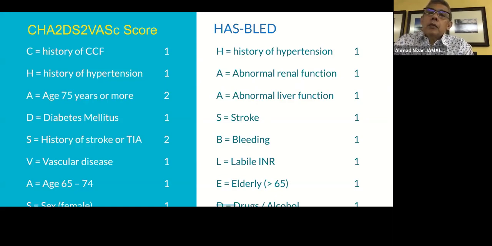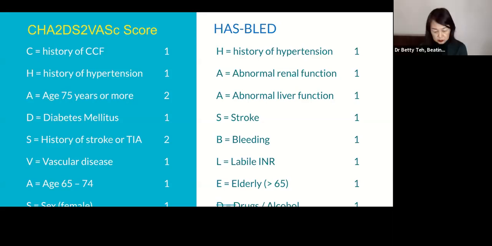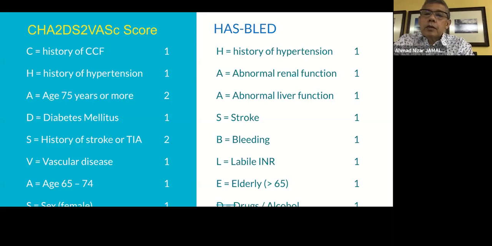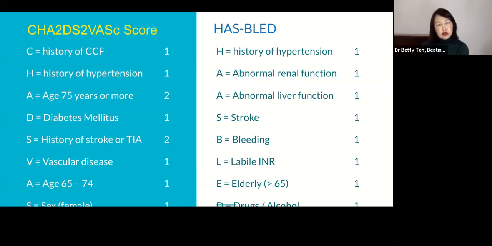The first is anyone above the age of 75 has an increased risk for thromboembolism. The score is 2. But if they are between 65 to 74, their score is 1. If they have diabetes mellitus, the score is 1. If they have a previous history of stroke or TIA, the score is 2. And if the patient is a woman or a female, that itself is an increased risk. The score is 1.